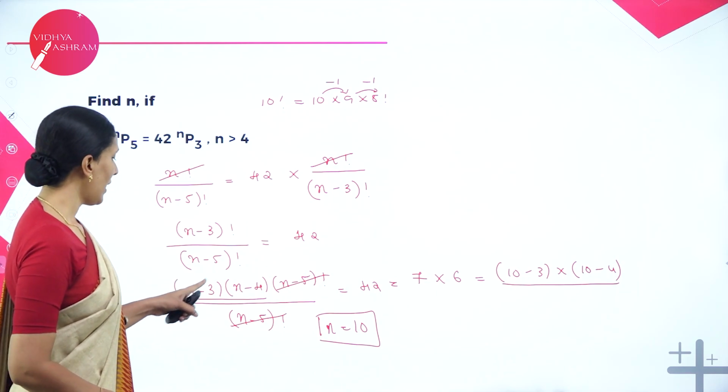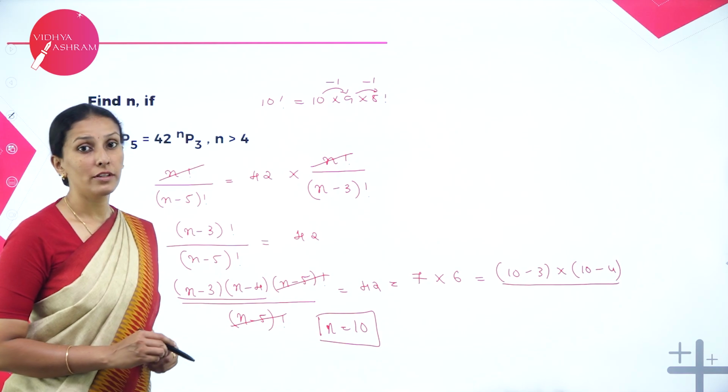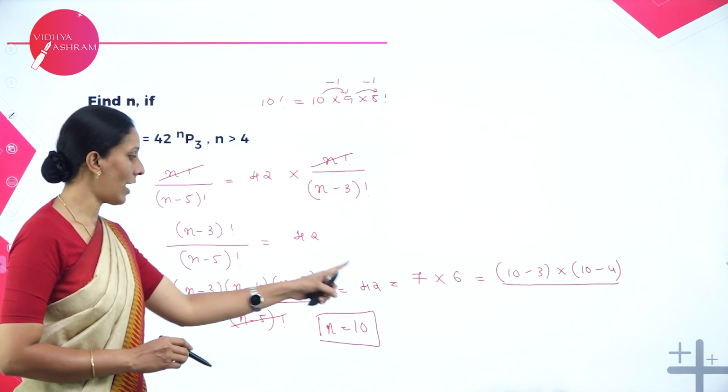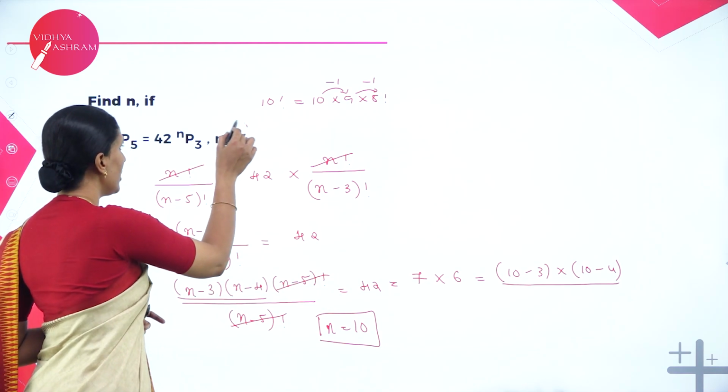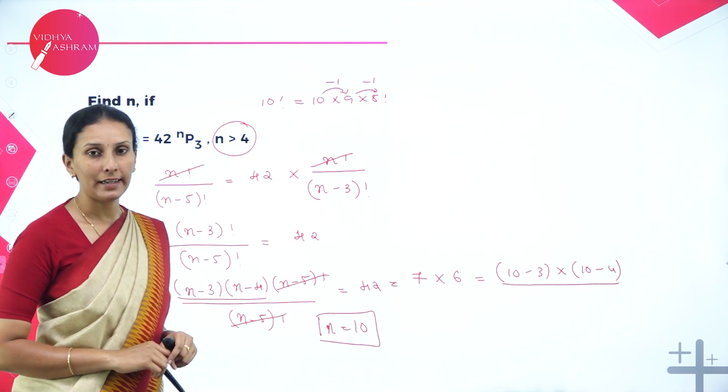Or else, we can multiply these two and get a quadratic equation. We can also use the factorization method to find the value of n. Now, the condition was n should be greater than 4, and yes, n is greater than 4.